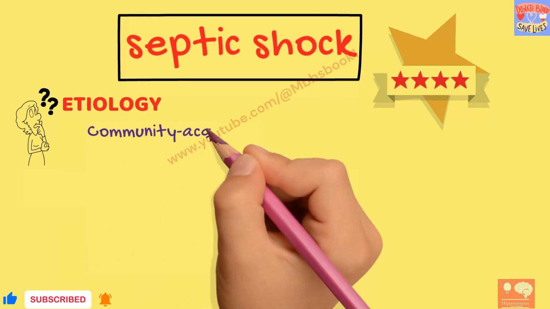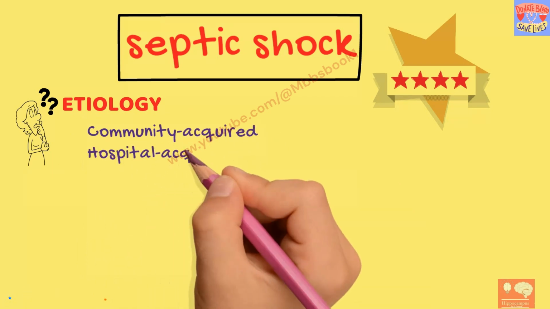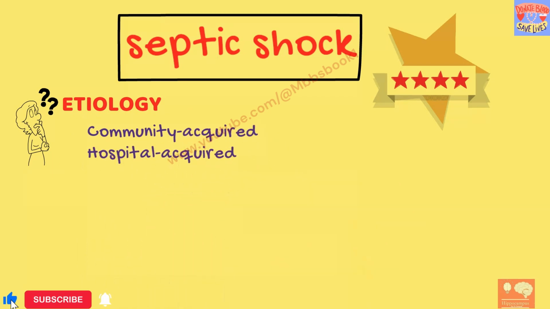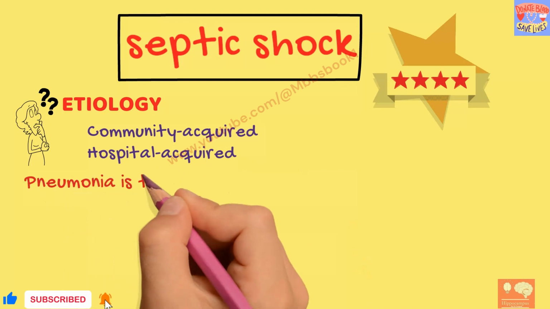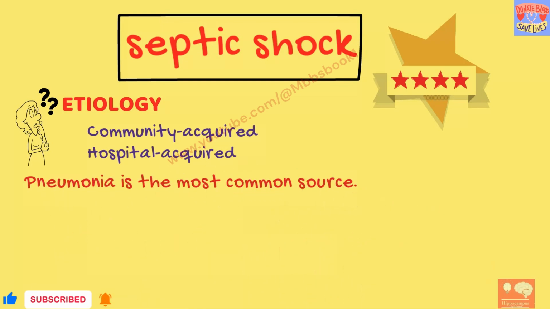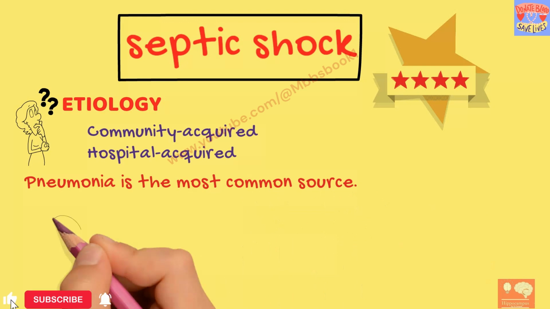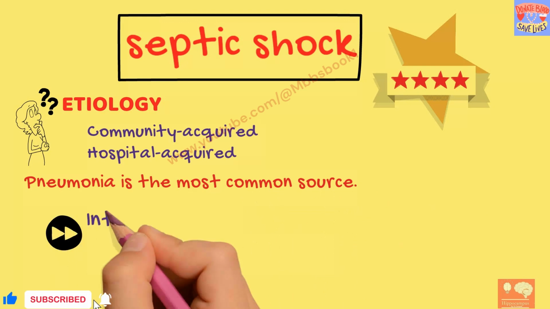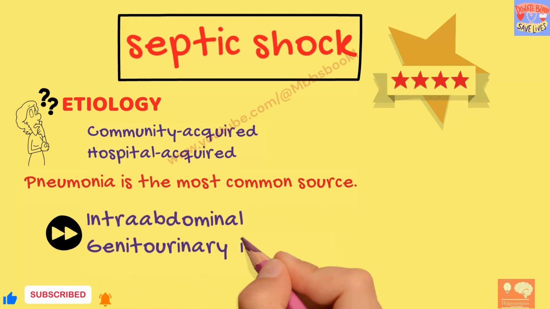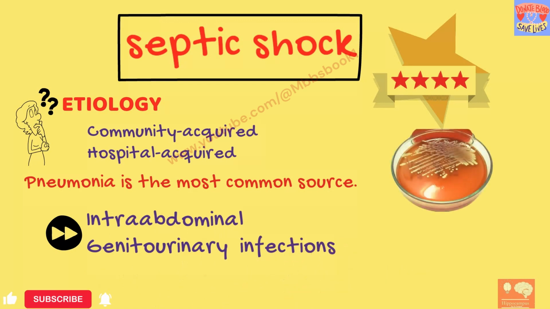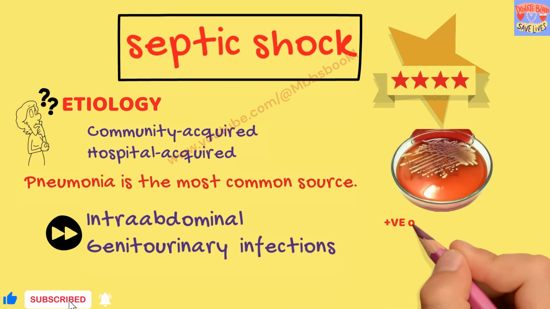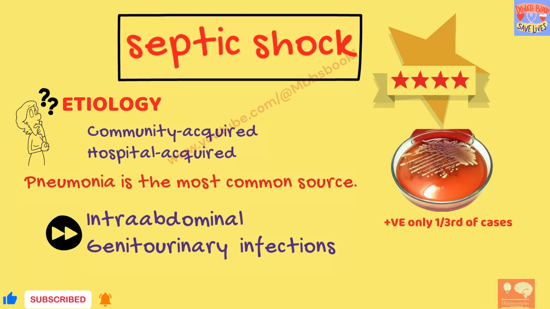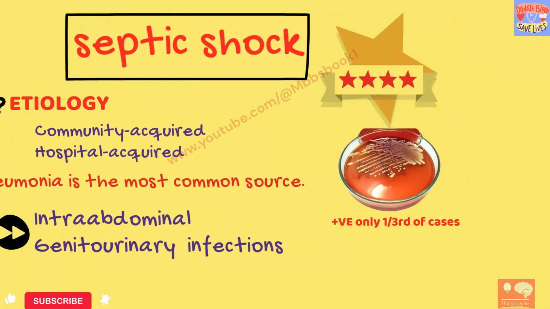Sepsis can arise from both community acquired and hospital acquired infection. Of these infections, pneumonia is the most common source, accounting for about half of cases. Next most common are intra-abdominal and genitourinary infection. Blood cultures are typically positive in only one-third of the cases, while many cases are culture negative at all sites.